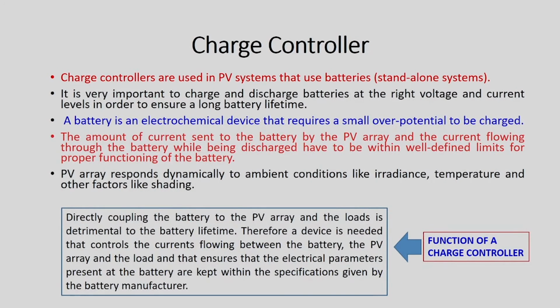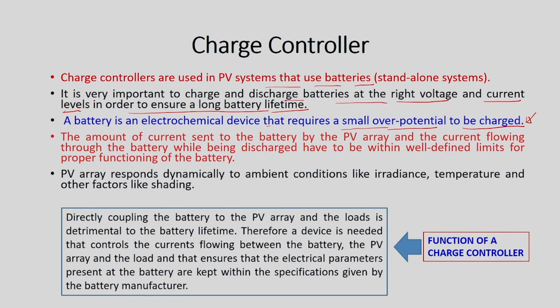Now, let us discuss charge controllers, which play a key role in a standalone system where a battery is involved. Charge controllers are used in PV systems that use batteries. It is very important to charge and discharge batteries at the right voltage and current levels in order to ensure a longer battery lifetime. A battery is an electrochemical device that requires a small over potential to be charged, that we should keep in mind. So, we need some kind of over potential for charging.